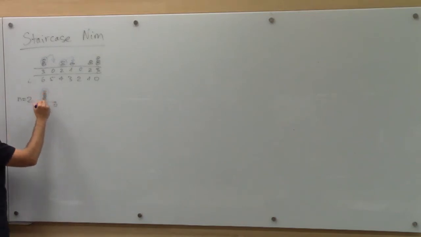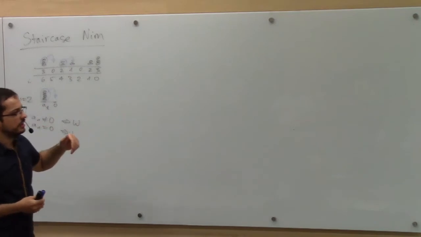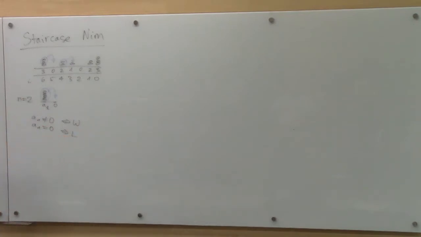We move every coin to the 0 stack. So basically that means that if A1 is non-zero, then we have a winning move. And if A1 is 0, we are in the losing position, because there's no coin to move at all. So, at least for very small n, at least if we have 1 stack, we have the same strategy as with Nim. So maybe it has something in common.